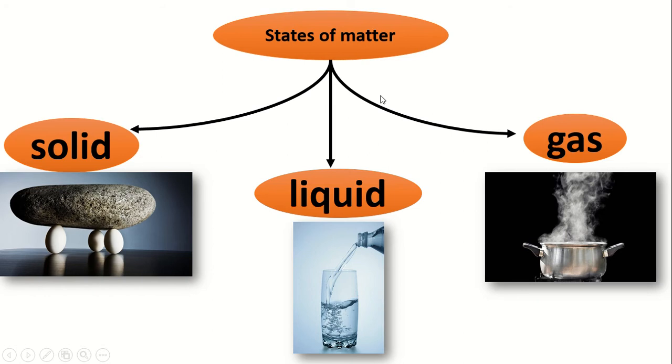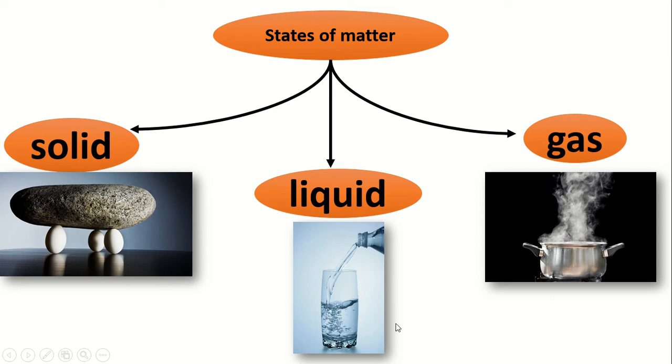And matter has three states or three types. Number 1, solid. Solid means hard or strong. Any matter that is hard or strong is called solid, like the rock. The rock is solid. It is strong and hard.